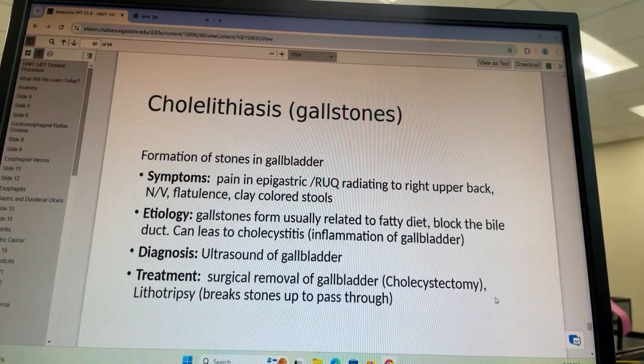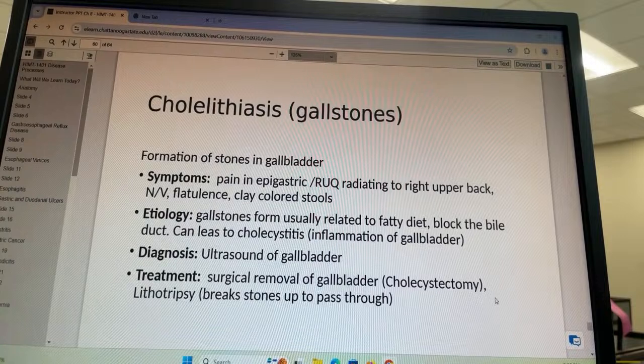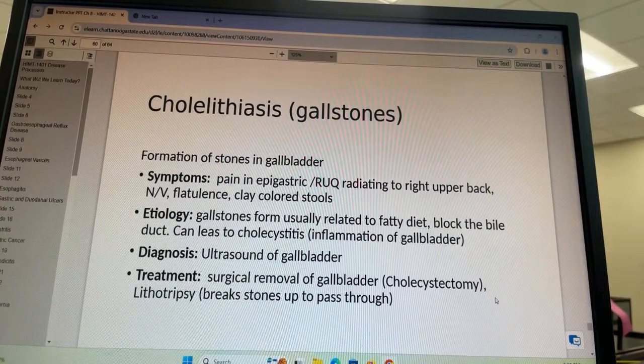cholelithiasis. So whenever you see the word "chole," it's referring to the gallbladder, okay? That's the medical terminology for the gallbladder. So like hepatitis is for the liver, cardiac is for the heart, cerebro is for the brain, so chole is for the gallbladder. What's happening here is that there are gallstones building up inside the gallbladder, usually related to a high-fat diet or high cholesterol. These little stones just form inside the gallbladder.